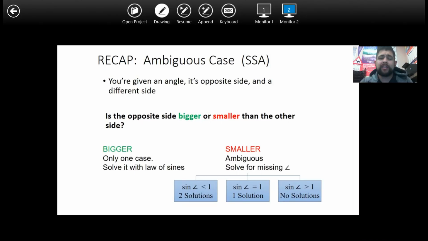In our ambiguous cases, we have 2 different ways of looking at it. And just a recap of it, is the opposite side bigger or smaller than the other side? This is what we're going to look for. In our bigger case, there's only one case. We can do law of sines to solve it. In our smaller case, we're going to have the ambiguous case in which we can have up to 3 solutions. So let's identify what we're going to be looking for in these types of questions.